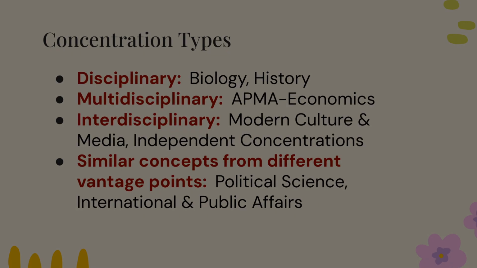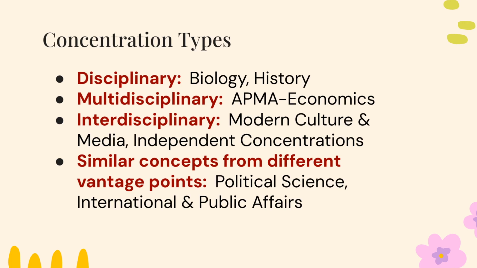Now we wanted to go into some of the concentration types that you might have seen around or be familiar with. So first there's disciplinary concentrations, things like biology or history. Those are just one sort of subject matter. Then you have multidisciplinary, for instance like APMA-Economics or APMA-CS, which include two different disciplinary concentrations in one. Then you have interdisciplinary concentrations, things like Modern Culture and Media, or independent concentrations.